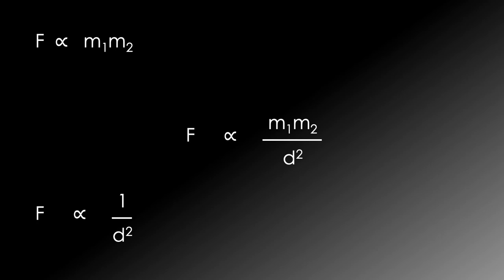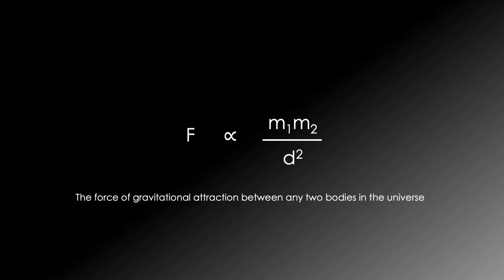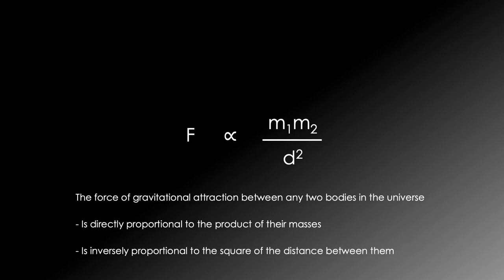So now we have two equations. F is proportional to m1 m2 and F is inversely proportional to d square. When we combine these two equations, we get F is proportional to m1 m2 upon d square. Now, according to this equation, the force of gravitational attraction between any two bodies in the universe is directly proportional to the product of their masses and inversely proportional to the square of the distance between the two masses. And this statement is called Newton's law of universal gravitation.